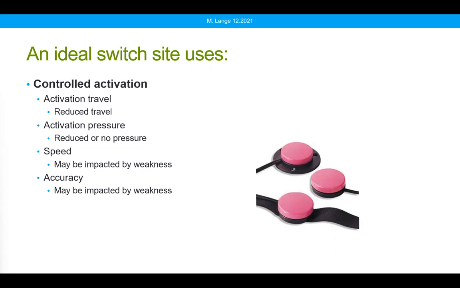Speed, my ability to activate that switch quickly, could be impacted by muscle weakness. So this is important to keep in mind if someone is scanning or needs to get to a switch quickly for other activities. And accuracy, and this is greatly tied into speed, may also be impacted because this person may not be able to respond quite as quickly as they would like to. Other reasons why we need to really cut down that activation travel and force to help compensate for speed and accuracy.